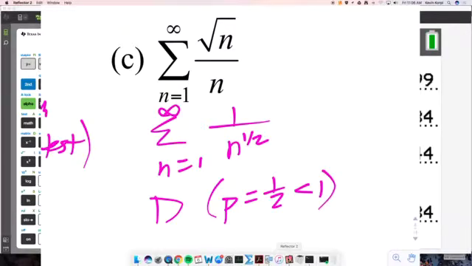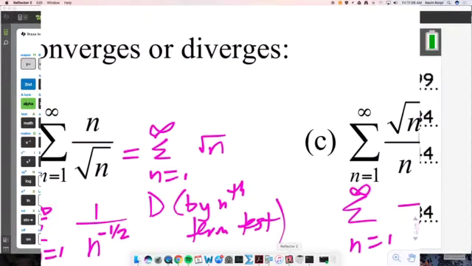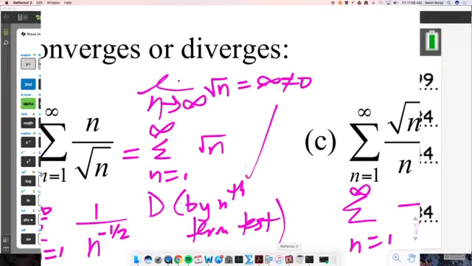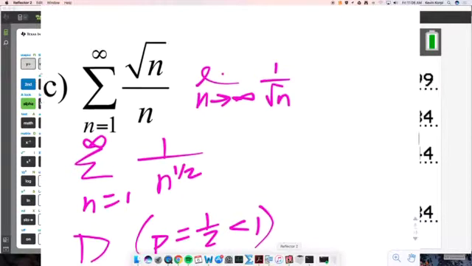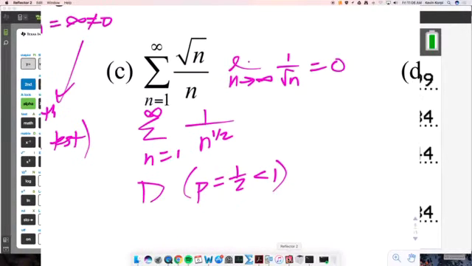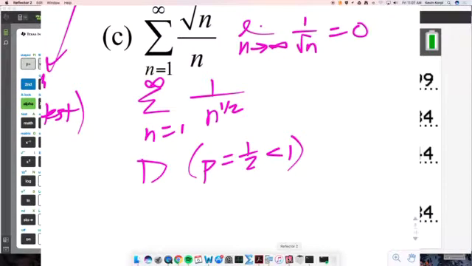Would the nth term test work here for divergence? It worked over here because it became the square root of n. And the limit as n goes to infinity of the square root of n is equal to infinity, which is not 0. So the nth term test. This one, though, would be the limit as n goes to infinity of 1 over the square root of n, which equals 0. So the nth term test here is inconclusive. Nth term test is inconclusive. But the p-series test is conclusive. It diverges.